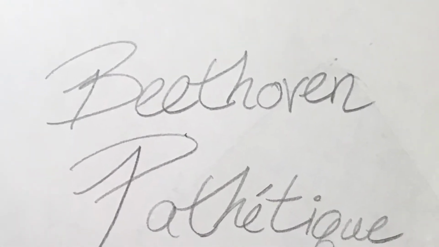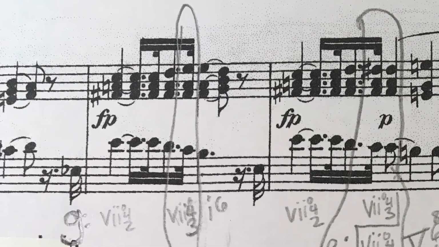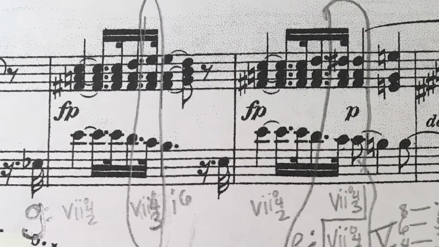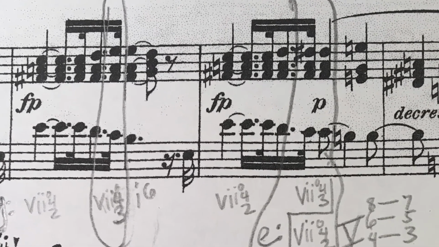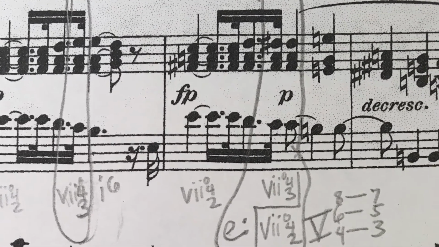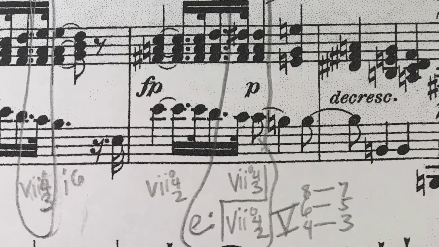To wrap up our time together, let's turn our attention to Beethoven's Pathetique Sonata. In measures 134 to 135, a 7 fully diminished 4, 3 chord in G minor is reinterpreted as 7 fully diminished 4, 2 in E minor to facilitate a modulation to the chromatic submediant. Let's listen.